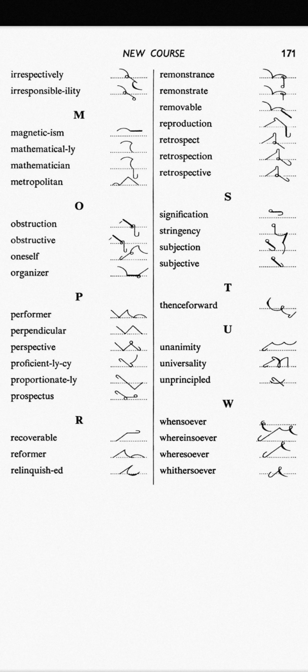Whensoever: when on the line with S circle with V stroke through the line. Whereinsoever: a V stroke on the line with upward R with N stroke with S circle with V stroke is used here. Wheresoever: V stroke on the line with upward R with S circle with V stroke above the line. Whithersoever: V stroke through the line with S circle with V stroke through the line.